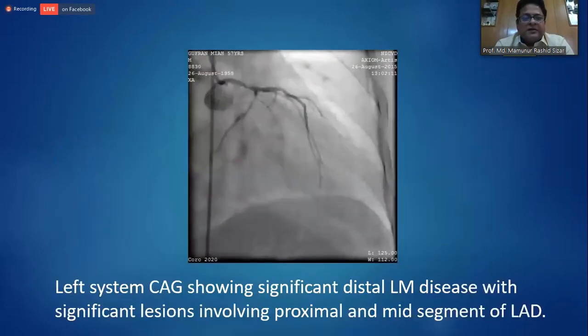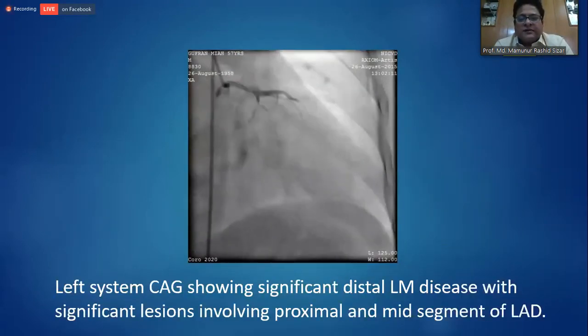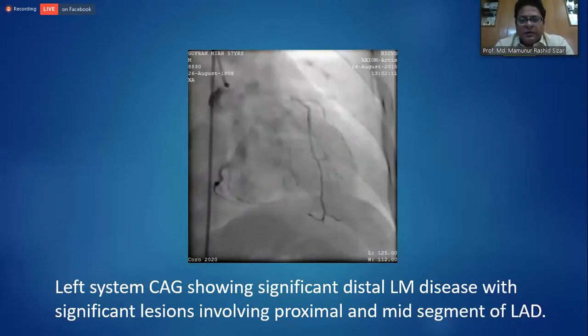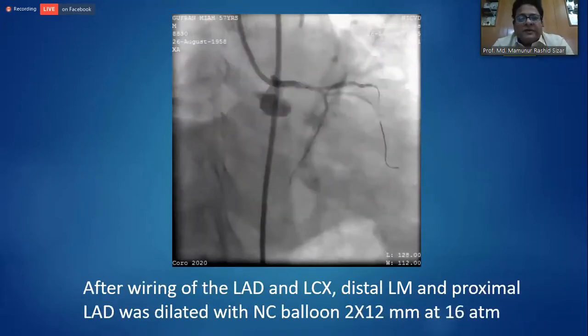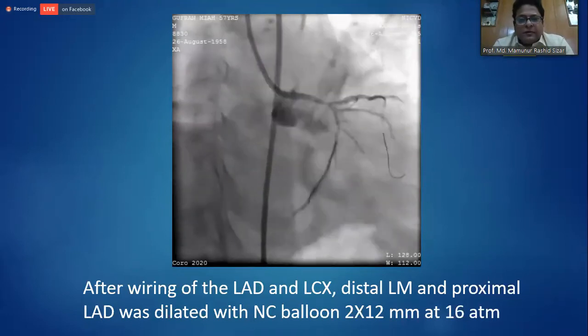Here is the case. The left system CAG shows significant distal left main disease with significant lesions involving the proximal and mid-segment LAD, and there is no significant lesion in the LCX, and the LCX is a non-dominant vessel. So we go for the keep-it-simple procedure.